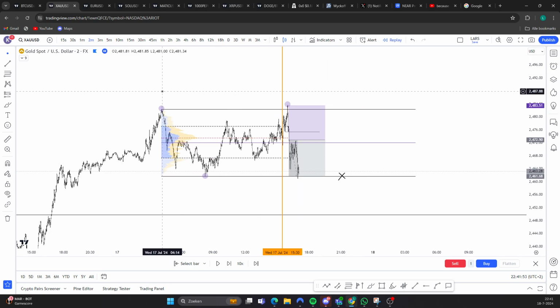For the newcomers, if this is still a bit like magic language, the distributions and the accumulations and the Wyckoff schematics, the way I use them and the way I trade them with my rules, it will all become more clear after that tutorial.